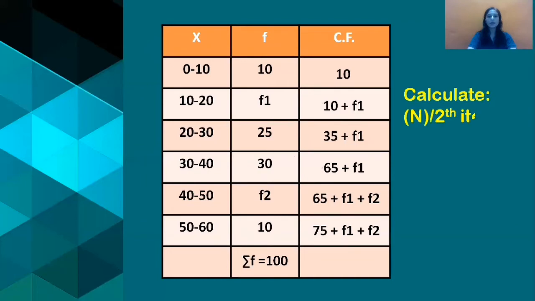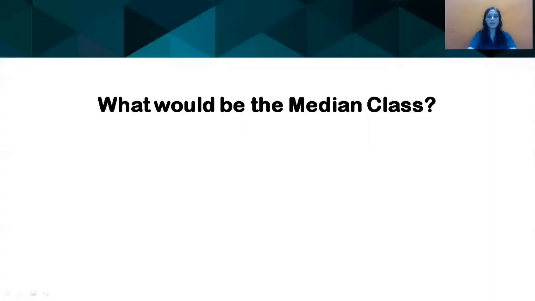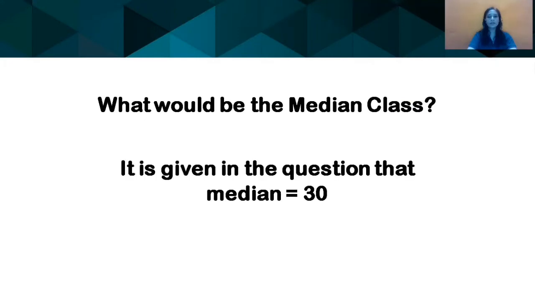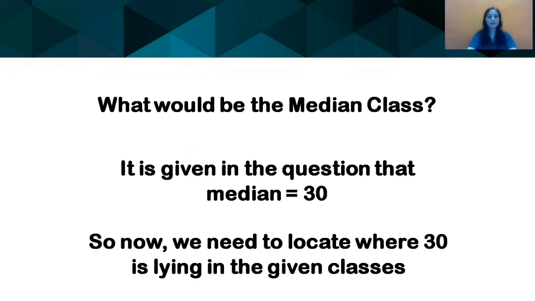Now the second step is we need to calculate n by 2 item. So n is 100, so that is 100 by 2, which will give us the 50th item. Now the next step is we need to find the median class. So what would be the median class? For this, one piece of information is given in the question, that is median is 30. So with this 30, we need to find the median class. Wherever that 30 lies, we will say that this is the median class.